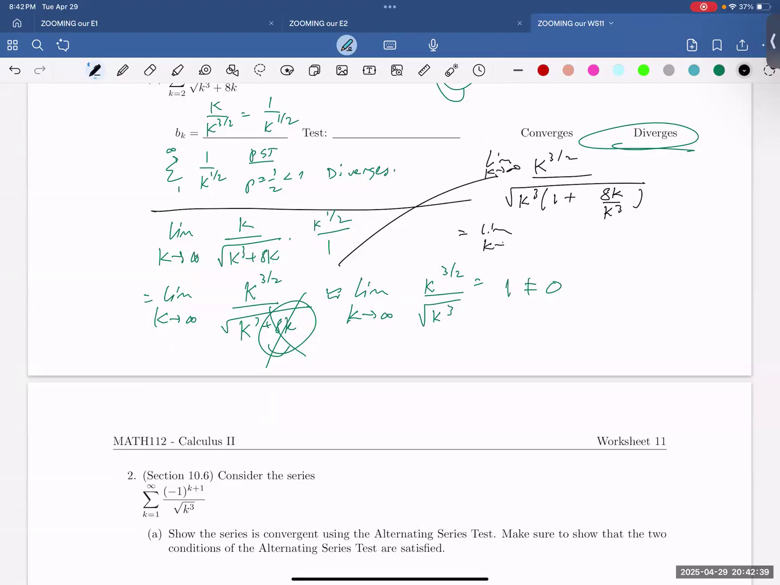That's the limit as k goes to infinity of k cubed over 3. So k to the 3 halves over, okay, now we have a factorization. We have k cubed and we have this stuff. We can distribute the root to each piece. So that's the root of k cubed times the root of 1 plus 8k over k cubed, which is 8 over k squared. All right, now take your limit.